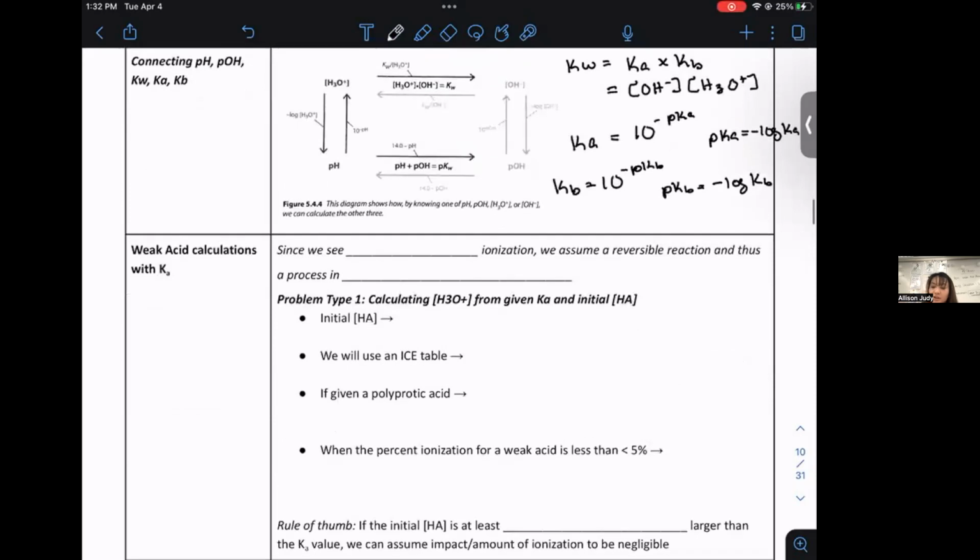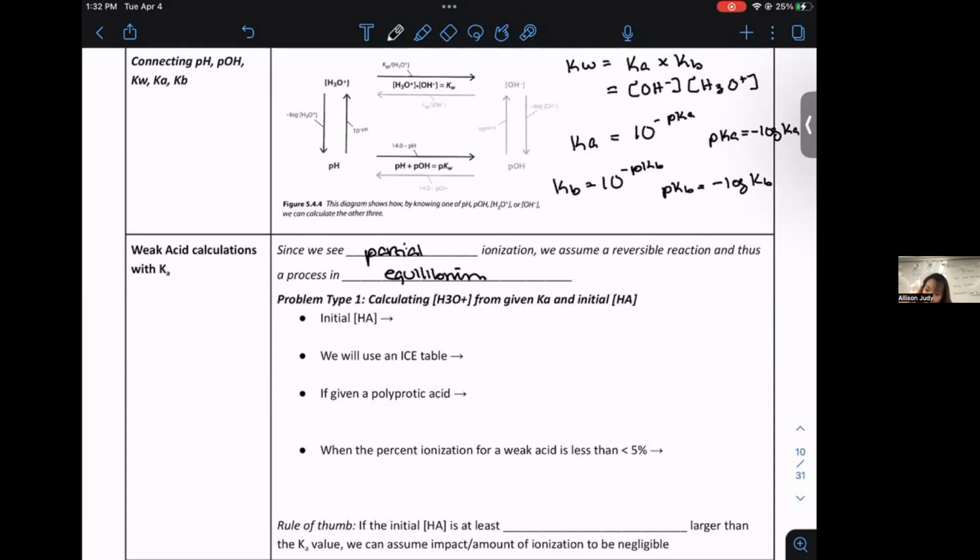So let's talk about Ka problems now. We've got 3 types, okay? They're going to kind of be on repeat with Kb. And they should, by the way, mimic the K problems that we talked about in unit 7, 3 types of problems, just now in the context of only acids. Big thing to keep in mind is that since we see partial ionization with weak acids, we assume a reversible reaction and thus a process in equilibrium. That should be a given at this point.